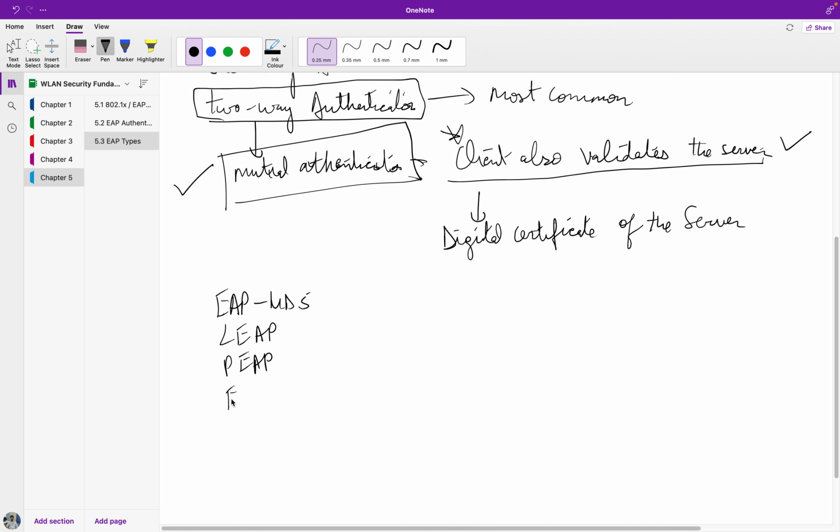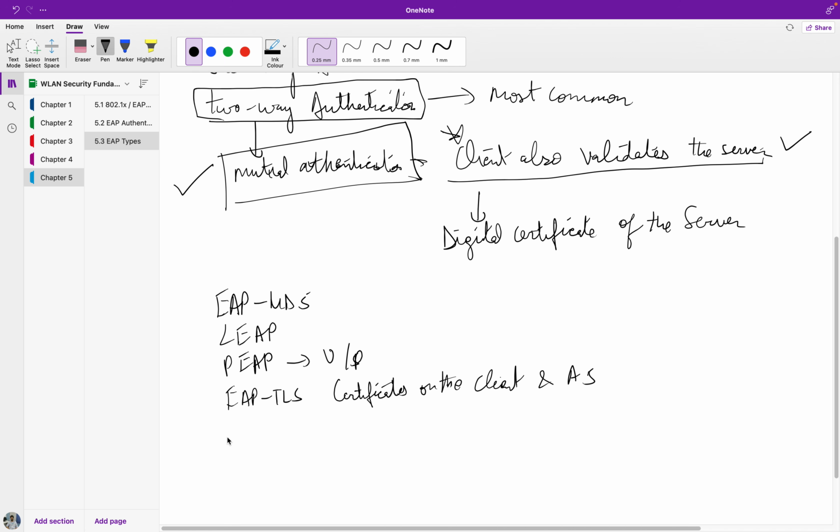Then we have something called EAP TLS, which uses certificates on both sides. In PEAP we use username and password. Here we use certificates on the client and the authentication server. This is probably the most difficult to implement because the certificates are also going to be stored somewhere. That's another extra cost to deploy.